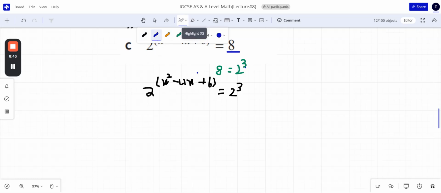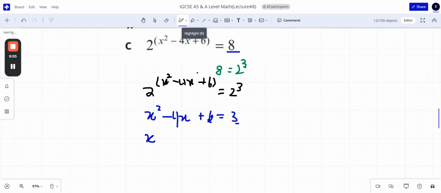So now we will equate the powers here. So it becomes x squared minus 4x plus 6 equals 3. Then these two are the constant values, so we can simplify to make a perfect quadratic equation, which should be ax squared plus bx plus c equals 0. This is the quadratic form.